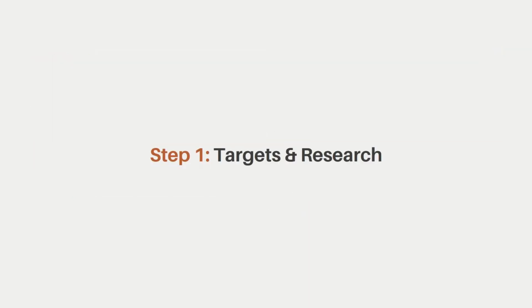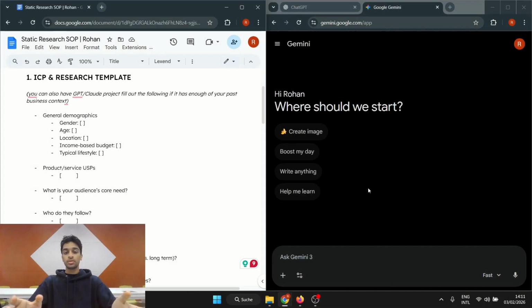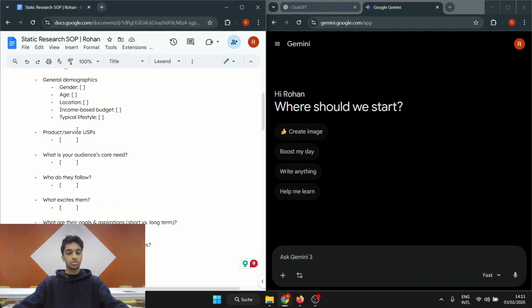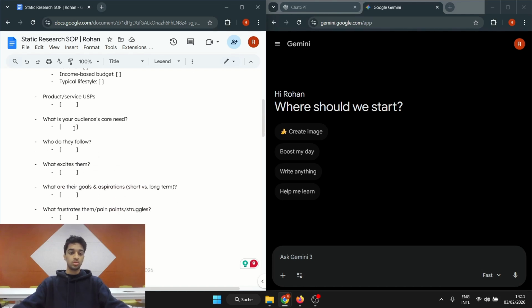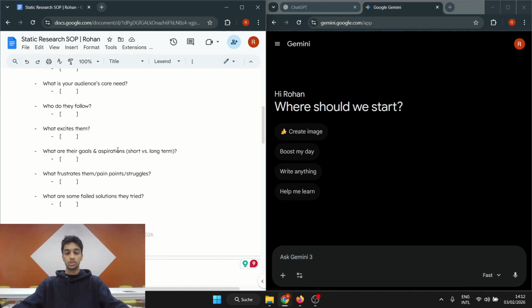The first thing that we need to start with is target research. Before we even get into the prompting or generating anything, we need to understand who our audience is and who it is that we're speaking to with these adverts. So in the document you'll find general demographics like age, gender, location, income-based budget, lifestyle, etc. You also want to define your USP, which is your unique selling point, what makes your product stand out more than the competitors, what your audience's core need is, who do they follow, what excites them, their goals, aspirations, both in the short term as well as the long term.